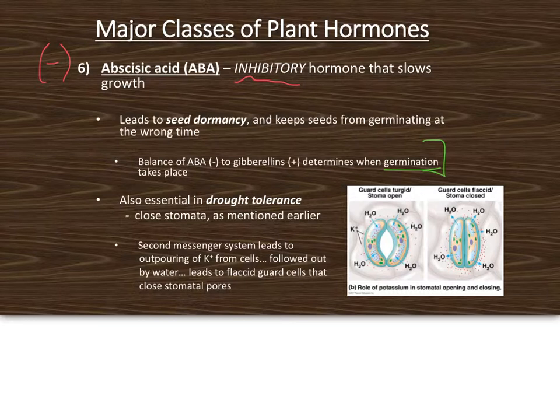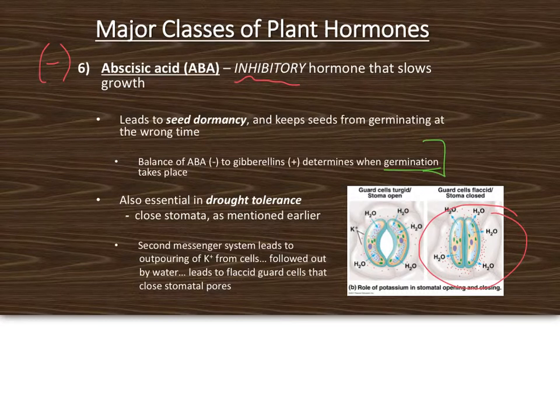Now abscisic acid is also really important in drought tolerance. So for a plant to survive not having enough water. Earlier in the notes we mentioned that abscisic acid could cause the plant to close its stomata, which will help preserve water in the plant. Now this involves a second messenger system that involves removing potassium out of these cells.